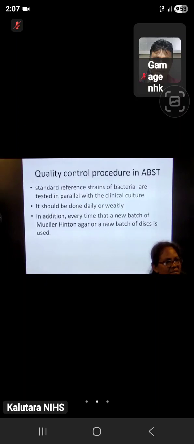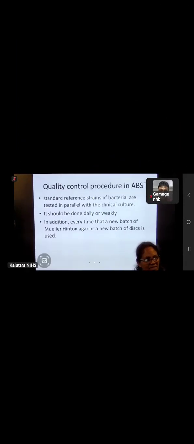Then standard reference strains of bacteria are tested in parallel with the clinical culture. It should be done daily or weekly. In addition, it should be done every time a new batch of Mueller-Hinton agar or a new batch of discs is used. So I will tell you how to do it.